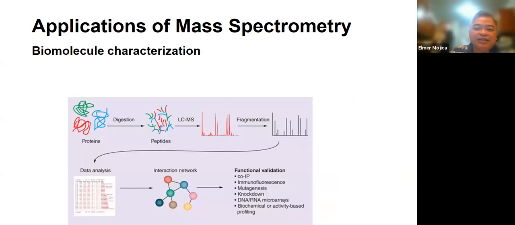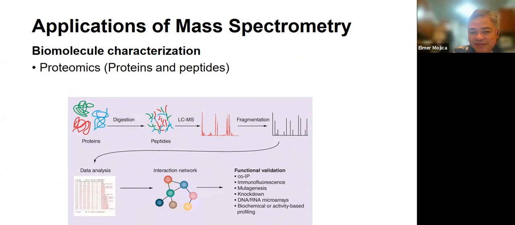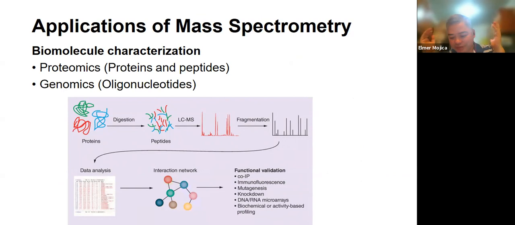Okay. Now another application is biomolecular characterization. This is what we call the mix-mix: we have proteomics and genomics. Now you may think, wait, aren't these biomolecules? And mass spectrometry, I think I have not said it, is usually applicable up to 1,500 grams per mole, or the way they do it is in kilodaltons. So usually mass spec is for small molecules.